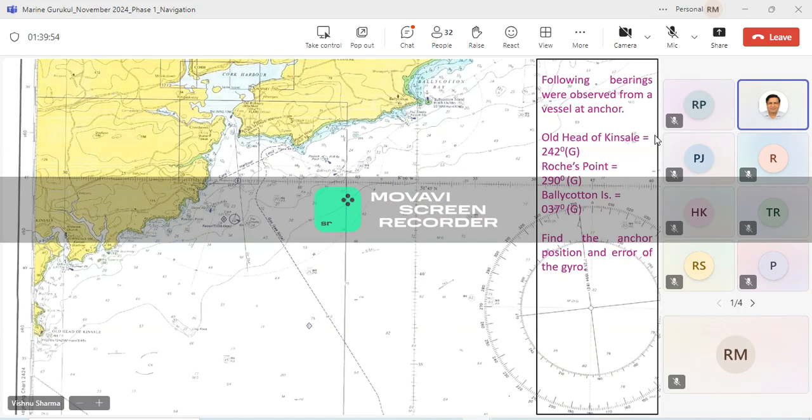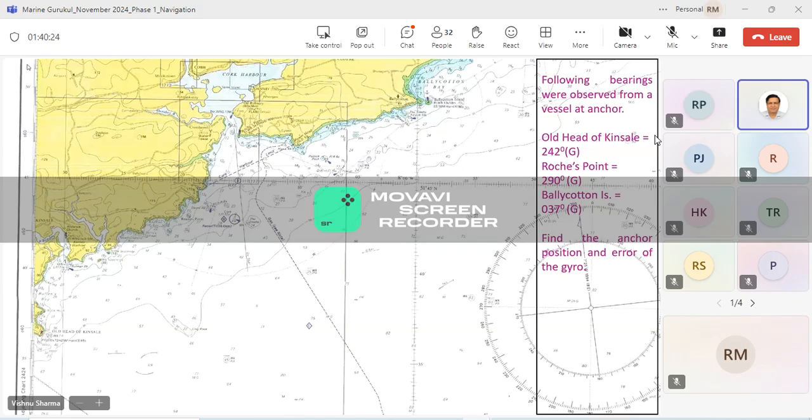Now, whatever I have taught you, let's first revisit this through this example. Following bearings were obtained from a vessel at anchor: Old Head of Kinsale 242 degrees gyro, Roche's Point 290 degrees gyro, Ballycotton Island 037 degrees gyro. Find the anchor position and the error of the gyro.